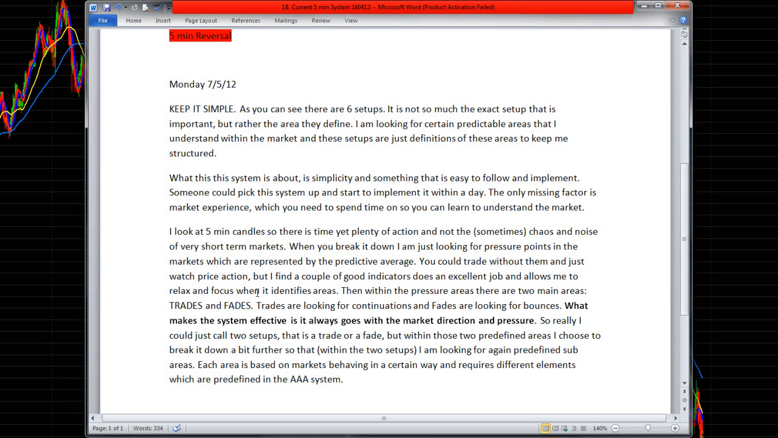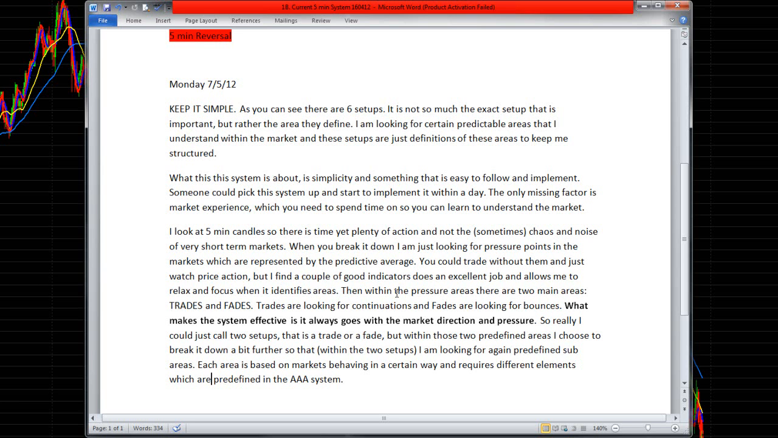But with indicators, a couple of good basic indicators do a really good job at making life a little bit easier, and allow me to just relax and focus when I need to look at my pre-identified areas. They're just tools to make life easier. Don't rely on them, they're not the be all and end all, but they're certainly there to make trading an easier process and allow me to focus on what I need to at the time.